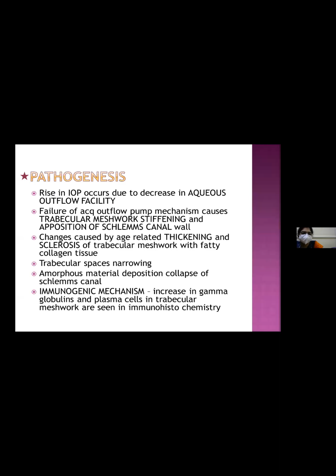Such changes are caused by age-related changes, such as thickening and sclerosis of the trabecular meshwork with fatty collagen tissue deposition, trabecular space narrowing, deposition of amorphous material, and collapse of Schlemm's canal. There is an involvement of an immunogenic mechanism. There's an increase in gamma globulins and plasma cells in the trabecular meshwork, seen in immunohistochemistry, which indicates an immunogenic mechanism.